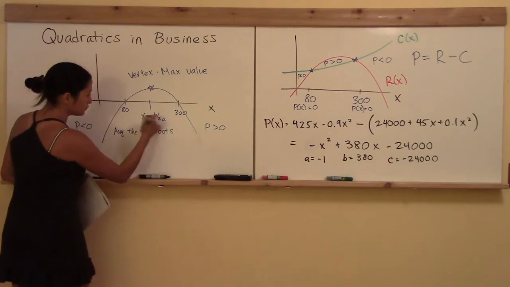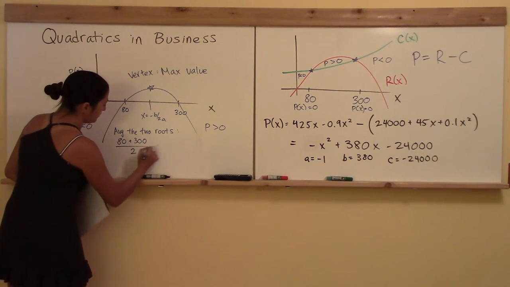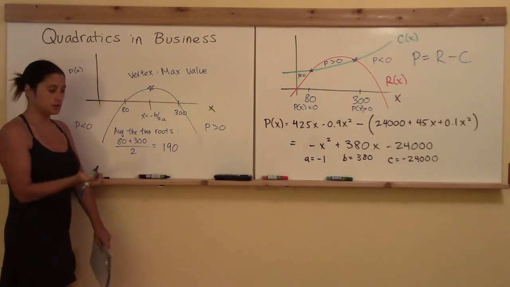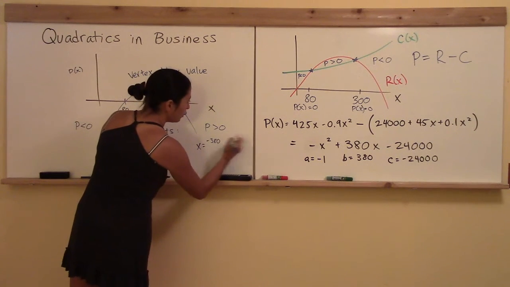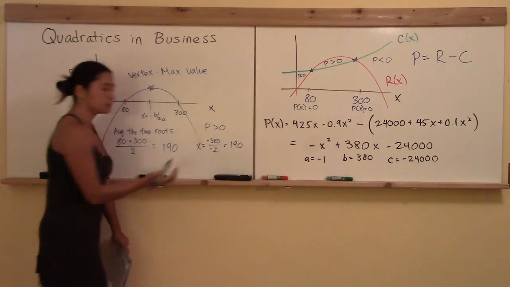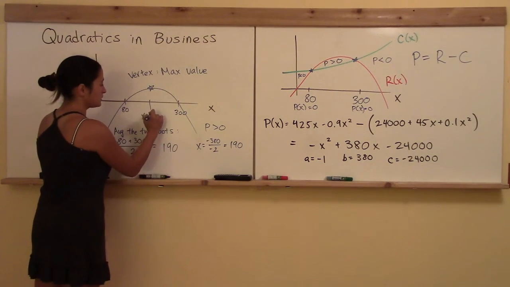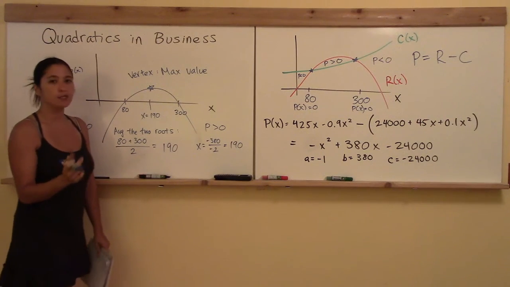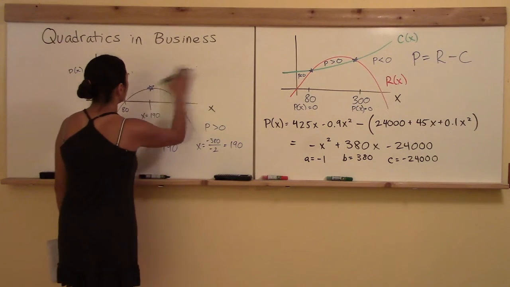The average of the two roots, 80 and 300, would be 80 plus 300, and then divide that by 2, and then what you're going to get there is 190. Okay? So you can either do it that way, or x is equal to minus b over 2a, and that's also 190. So double checking is always great. Check your work. The x value for the vertex is located at 190 items. Okay, so how much money can I really make? What is the maximum profit that I can actually hope to make?